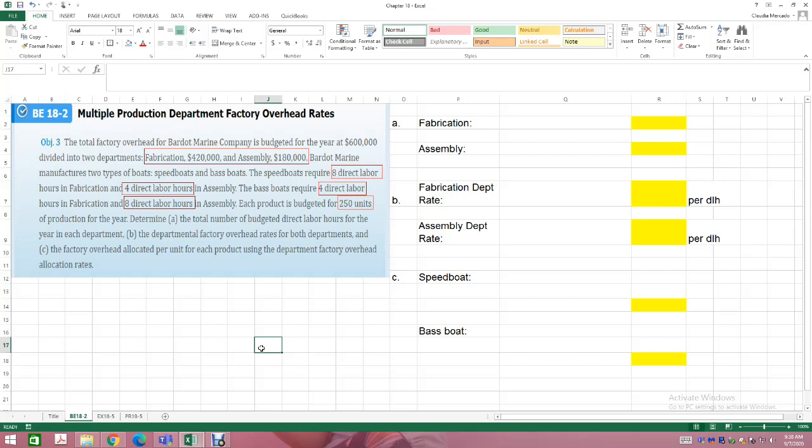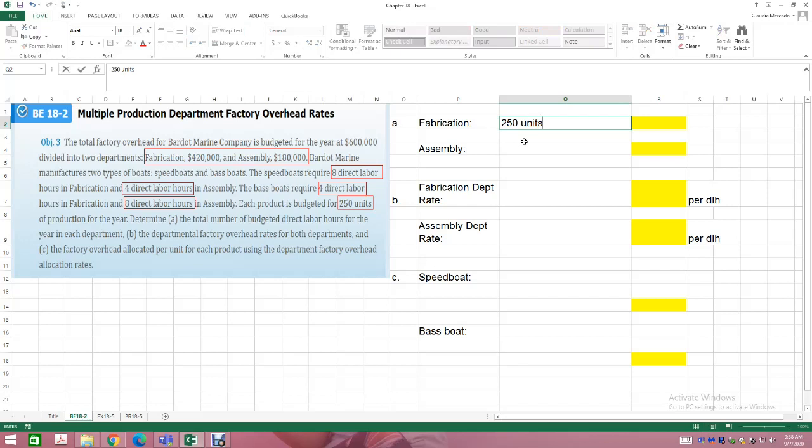Now that we know that it's going to take us 12 hours to manufacture each type of boat, we can calculate our number of budgeted direct labor hours for each year in the department. So how are we going to get that? Well, we know that we're going to fabricate 250 units.